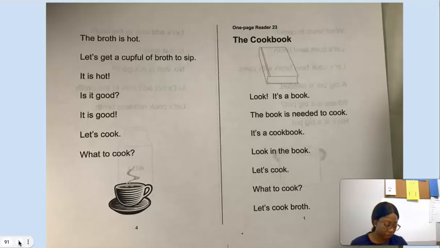A teacup. Is it tea in the cup? No. What's in the cup? Broth. Broth. And also we have a suffix on that page. Do you know what suffix is on that page? Cupful. Okay, and what does full mean? Full of something. Okay, good job. All right.